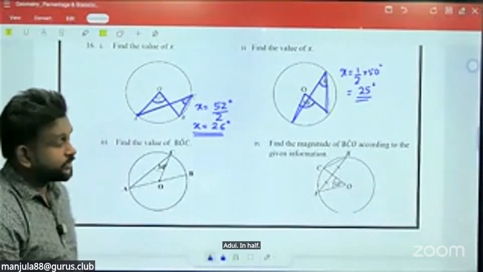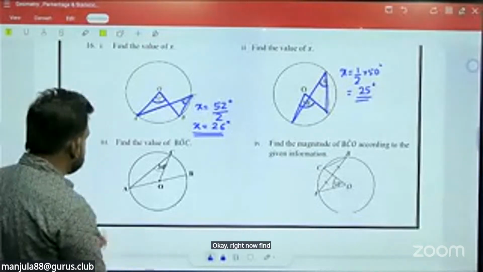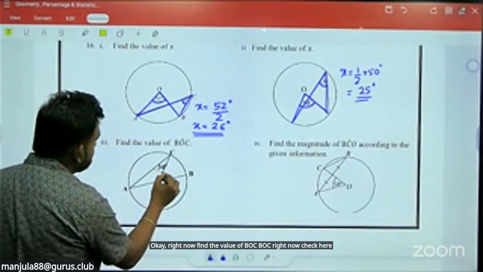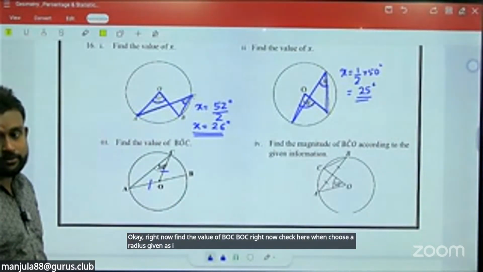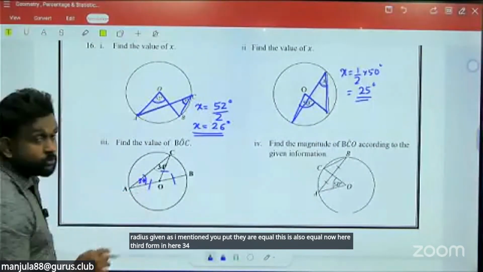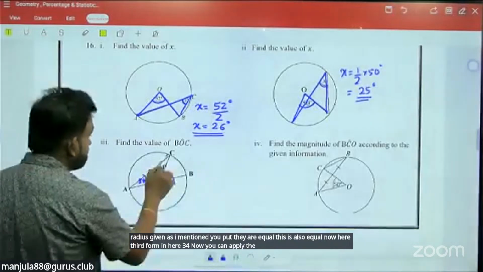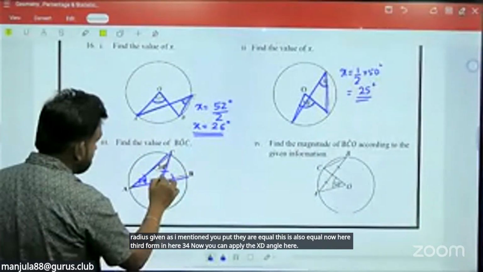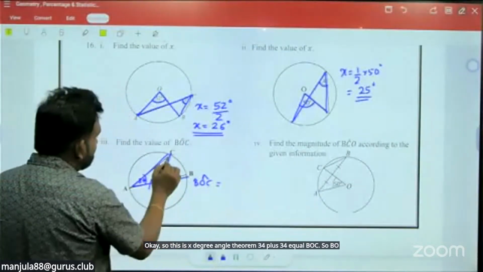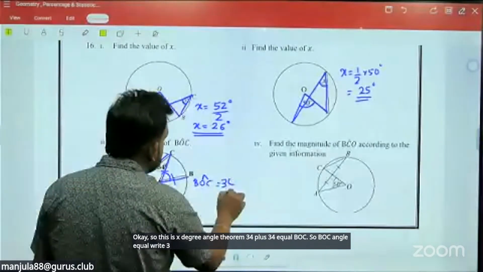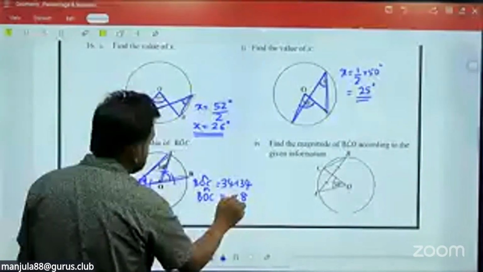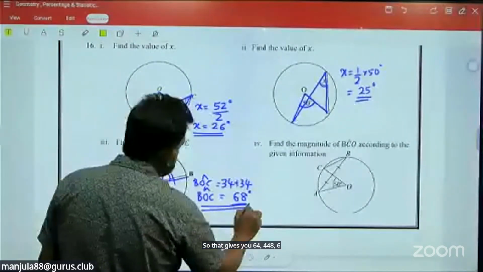Okay. Right. Now find the value of BOC. Now check here. When two radii are given, as I mentioned, you put that they are equal. This also equal. Now here 34, so here 34. Now you can apply the exterior angle theorem. So this is the exterior angle theorem. 34 plus 34 equals BOC. So BOC angle equals 34 plus 34, so that gives you 68 degrees. BOC is 68 degrees.